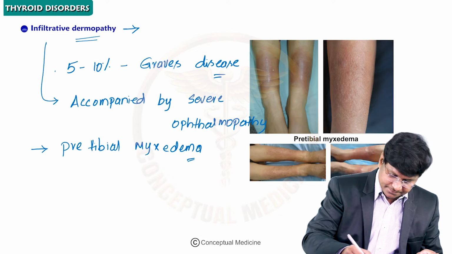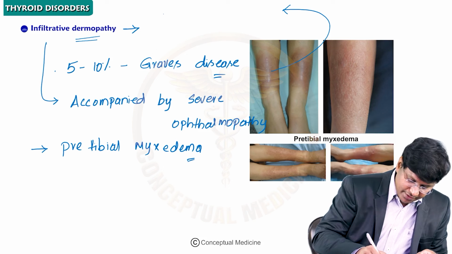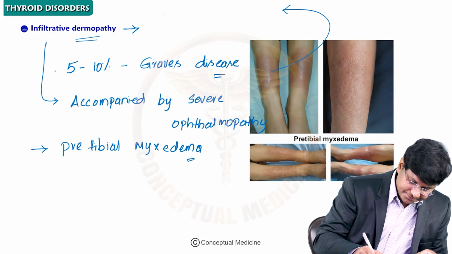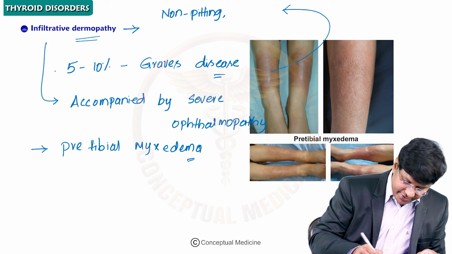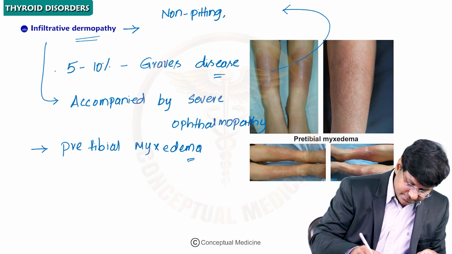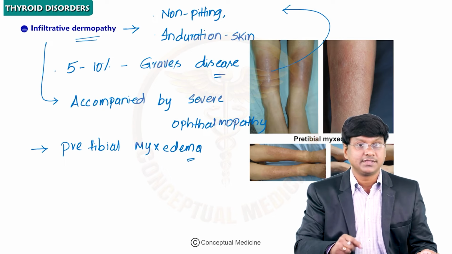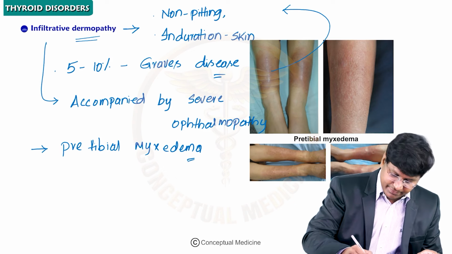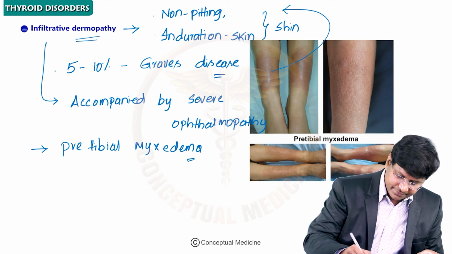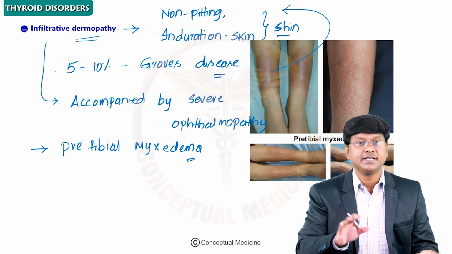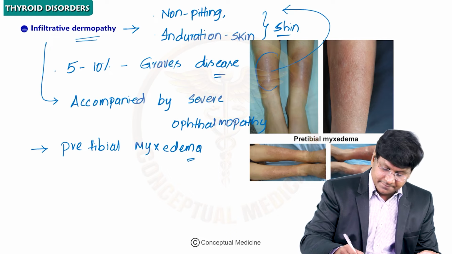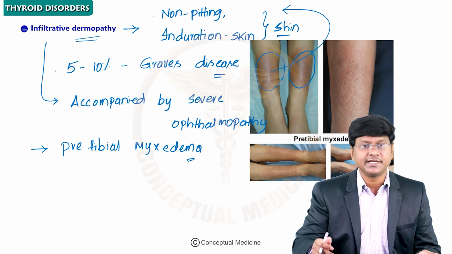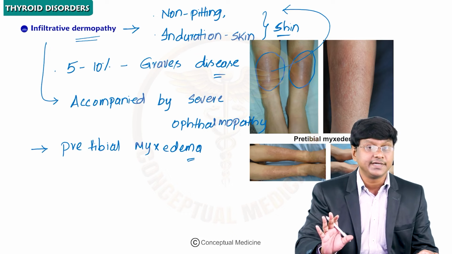The features include that these individuals can have non-pitting edema, right? Non-pitting type of edema. There will be induration of the skin on the legs. And which part of the legs? That is mainly over the shin of the tibia. And that is the reason why this is called pretibial myxedema. It can occur in other sites also, but most commonly over the shin of the tibia. And this is commonly seen in Graves' rather than hypothyroidism. So this is about your infiltrative dermopathy.